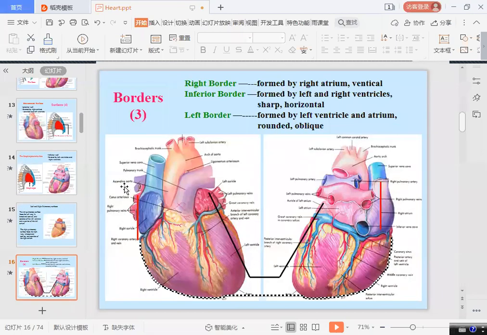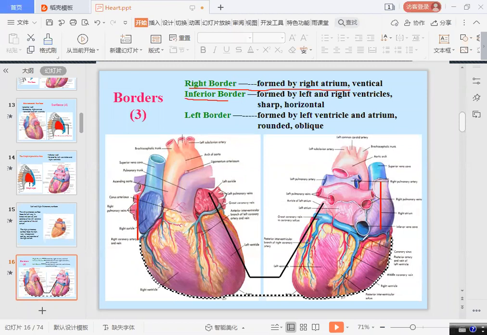Okay. So the borders: there are 3 borders of the heart. 3 borders: the right border, inferior border, and the left border of the heart. So the right border is mainly made up of the right atrium and right ventricle, while the inferior border is made up of the right and left ventricle.